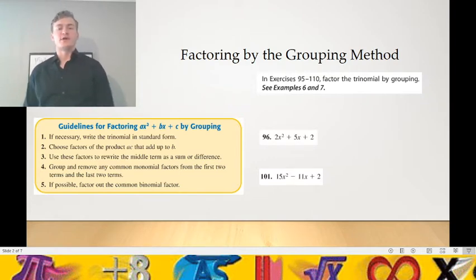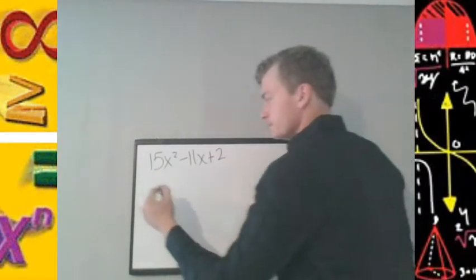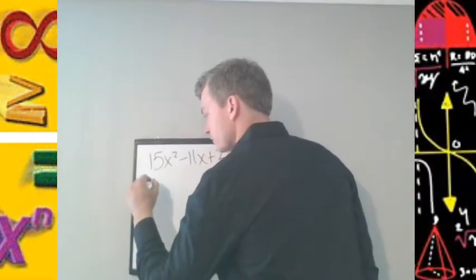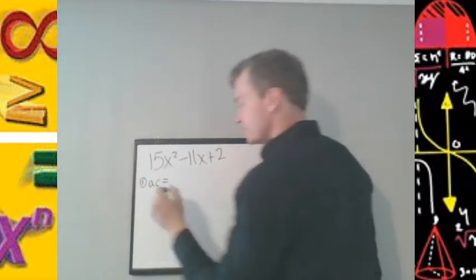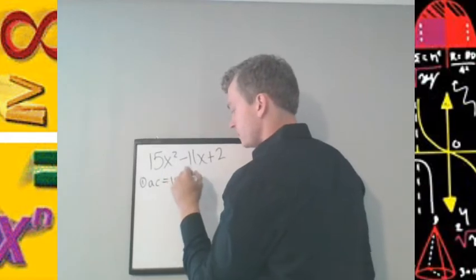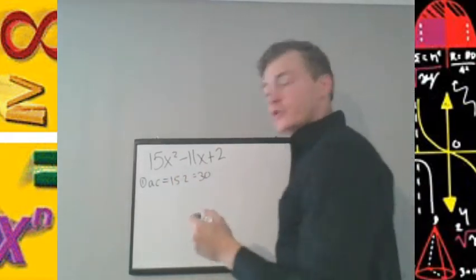So we'll go ahead and get started here. Noting that we do have our trinomial in standard form, ax squared plus bx plus c, where a is equal to 15, b is equal to negative 11, and c is equal to positive 2. The product of AC in this case, 15 times 2, is 30.